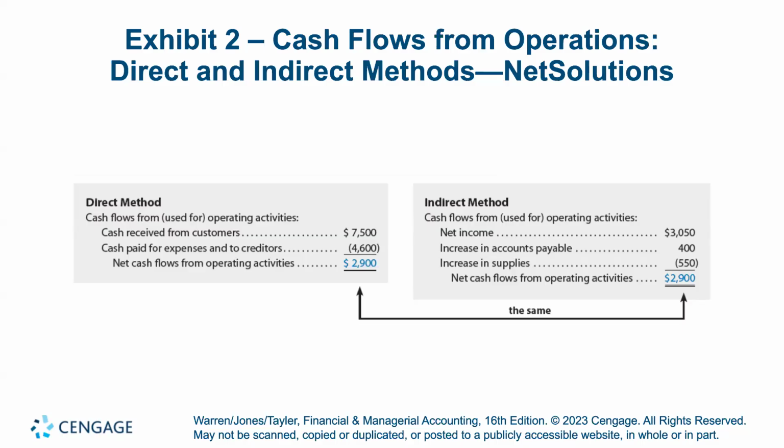Again, though, nowhere on the income statement or the balance sheet does it say how much of your customers paid in cash. It just shows revenue, right? So you don't really have that very easily. So instead, we tend to do this, which is the indirect method, where we start with net income. That's on the income statement. Then we show there's an increase to accounts payable and an increase in supplies. Those are the adjustments, and that gives us the net cash flow.